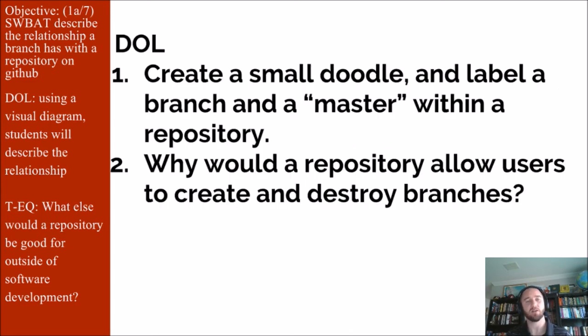All right, so on a piece of paper, create a small doodle and label a branch and a master branch within a repository. So that'll be a little drawing to help you do the second part. Here's where the money is in the second part. Why would a repository allow users to create and destroy branches? So what's the thinking behind this branching idea, basically?